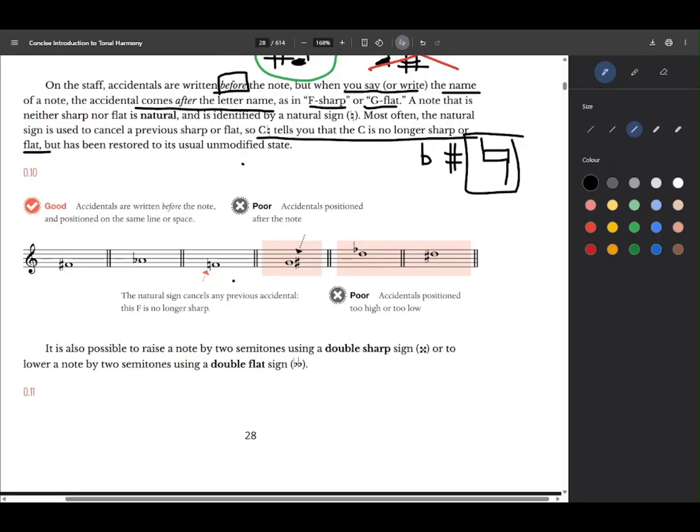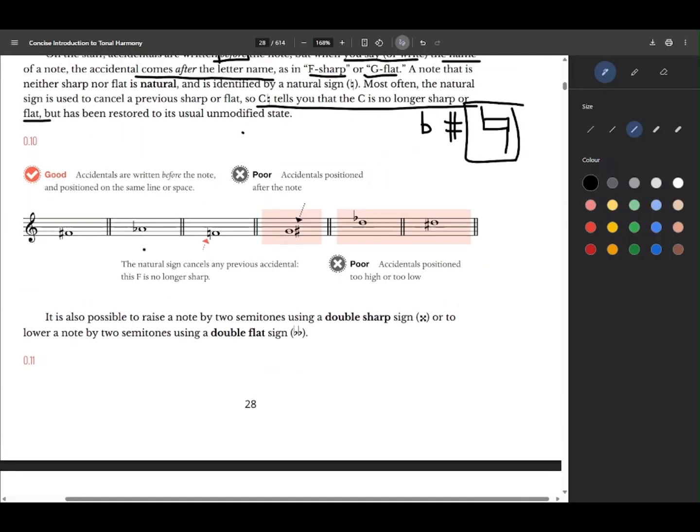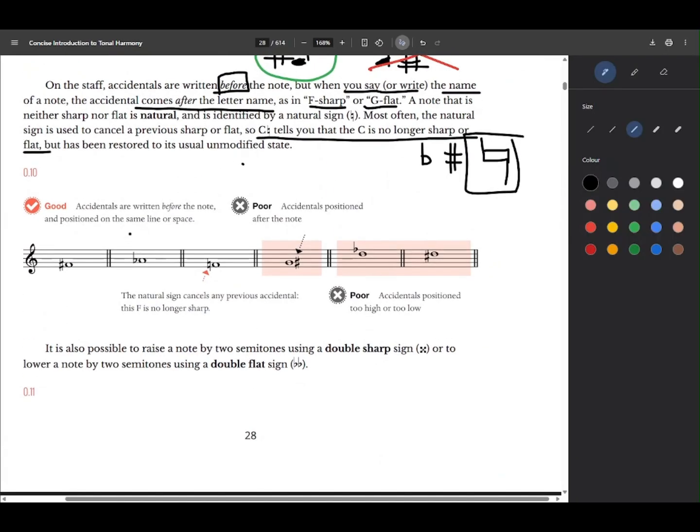So here we just have an example of what I've been talking about before. So good here. Accidentals are written before the note and positioned on the same line or space. So here we have our F, and our sharp is on the same space, and it is before. Same thing with all of these.